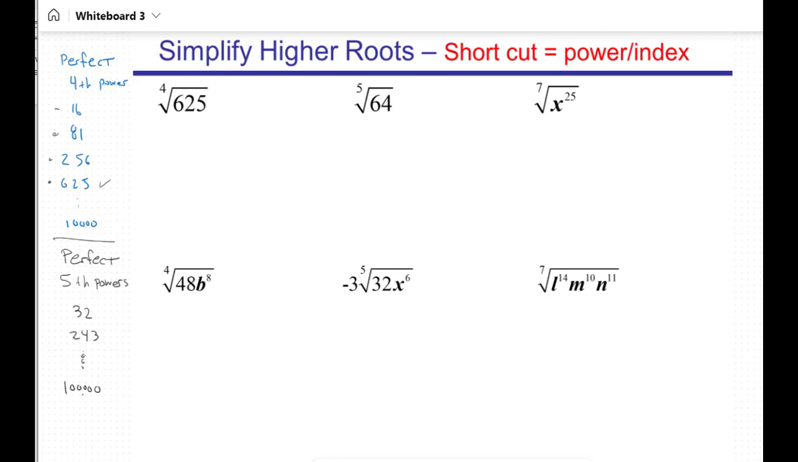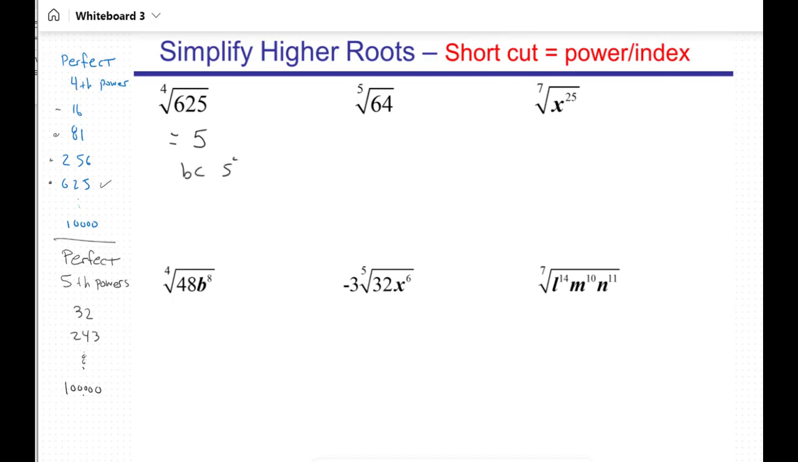So this answer is a perfect fourth root. It equals 5. How come? Because 5 to the fourth power equals 5 times 5 times 5 times 5, which is 625. So we have a simplified answer because it was an exact value. It was a fourth root of a perfect fourth power. Okay, let's go down and look at the second layer down.